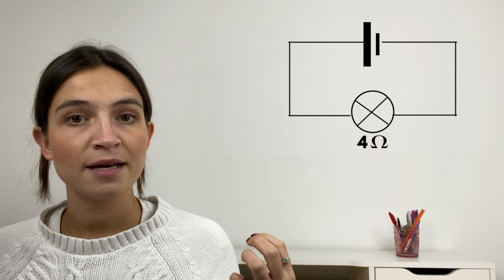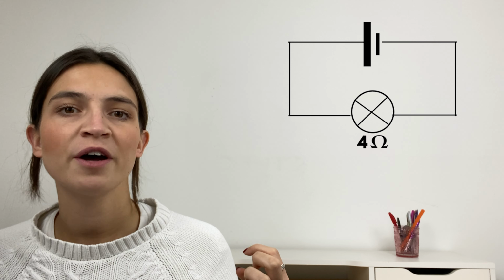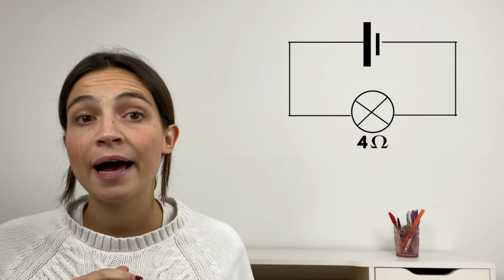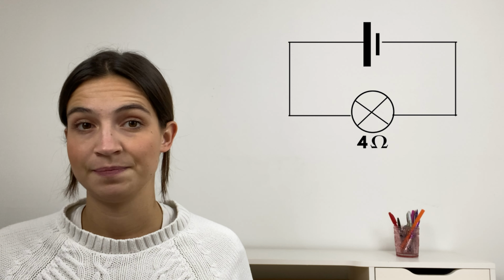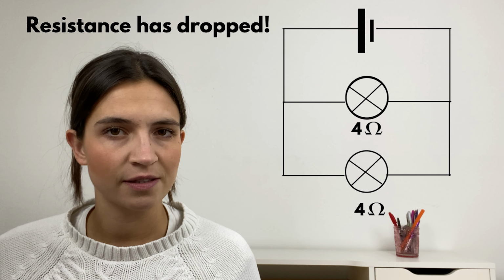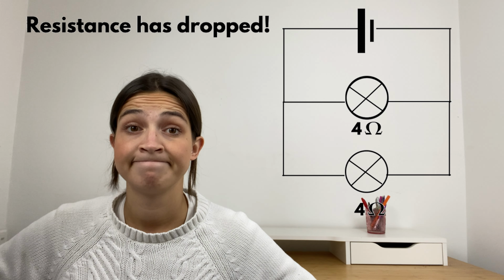Parallel circuits are a little more complicated. Let us say that you start with the following circuit. A cell and a bulb with a resistance of 4 ohms. Now I'm going to add a branch in parallel. The resistance of the circuit has dropped. Now that's really counterintuitive. The more stuff you're adding in parallel, the more the resistance is dropping.